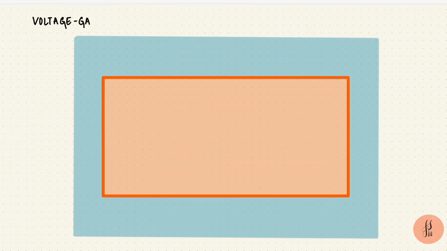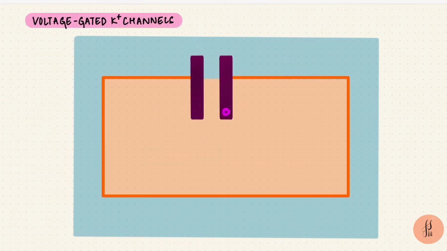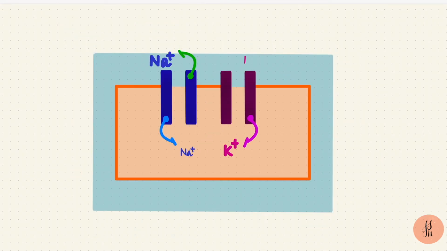The voltage-gated potassium channels are a little simpler. They just have one gate on the inside. When it opens, ions can pass through. When it closes, they don't. So when the channels open, ions can pass through.